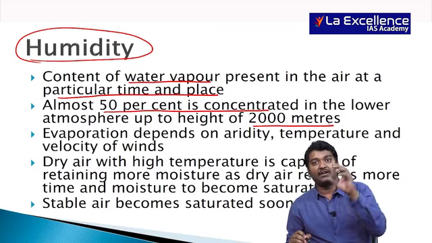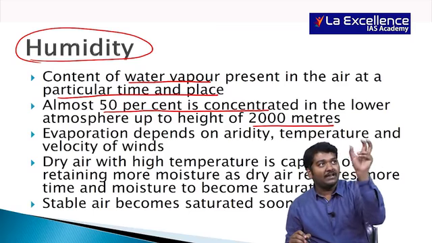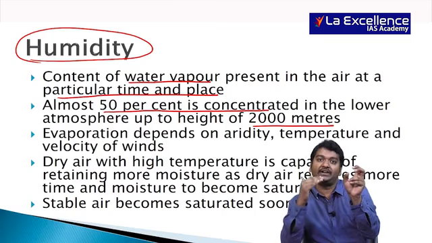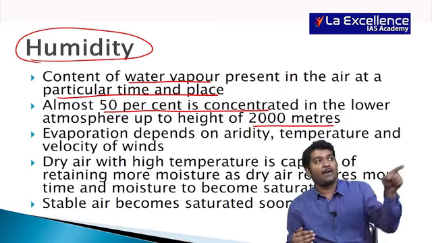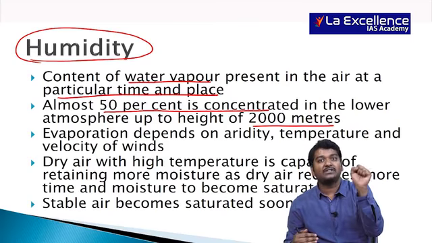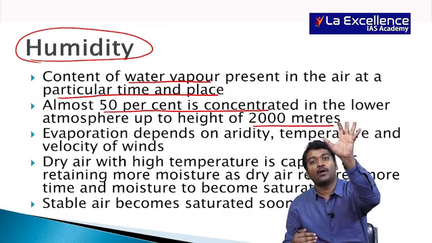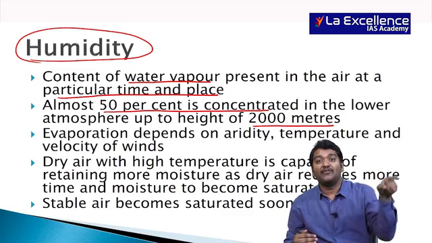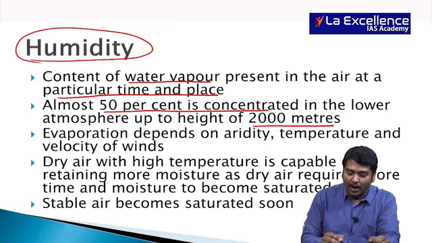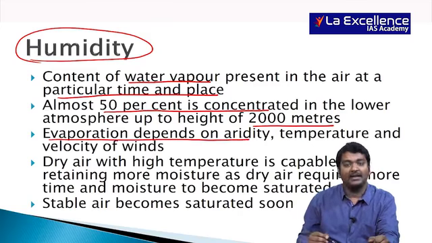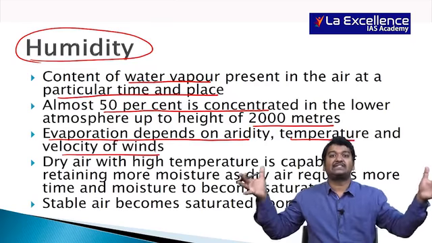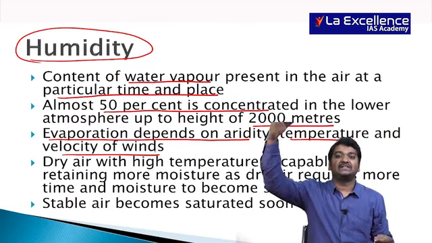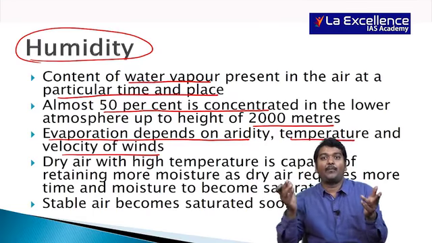And the moisture content will absorb incoming solar rays and outgoing terrestrial rays as well. This is the reason we usually say mountains will receive more sun and also emit more rays. We call that windows. Evaporation depends on aridity, temperature and velocity of the winds. If the winds are stable, evaporation is easy. If the wind is moving, evaporation is difficult.